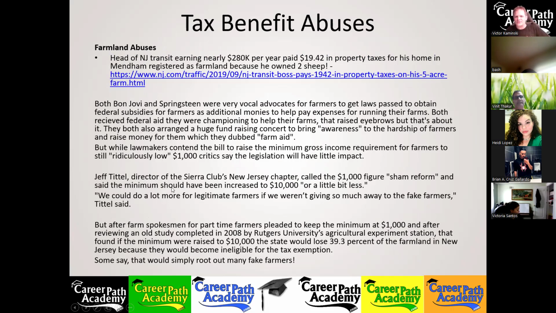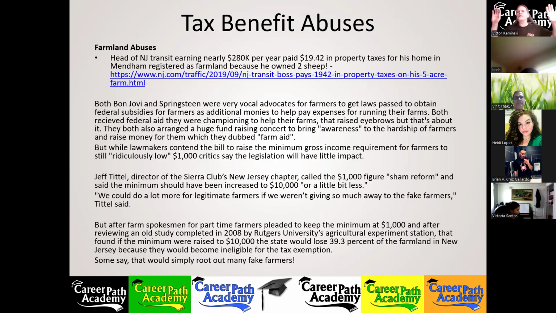Look, so we got Jeff Tittle. This guy is the director of the Sierra Club. This is one of those environmentalist activist groups. Even he's on the same page as me, kind of, sort of, to some degree. He said that once people found out about Bruce Springsteen, Bon Jovi, and politicians claiming to be farmers, and saying that this is a loophole, this is BS.